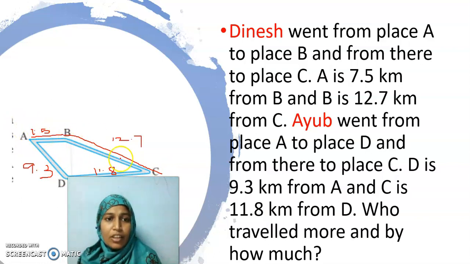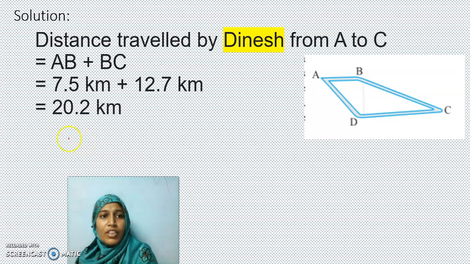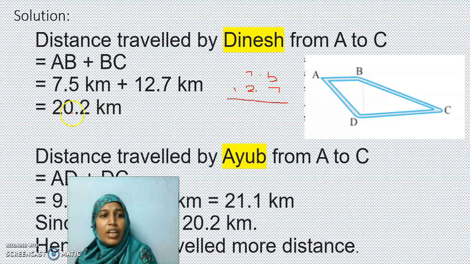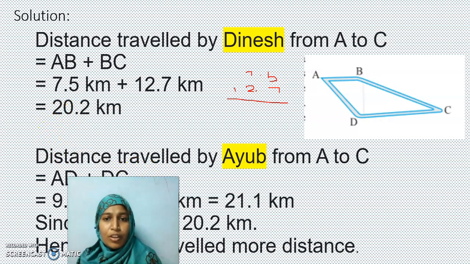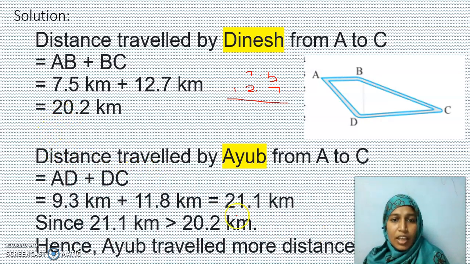You have to add the total kilometers they traveled. Then I have to compare it. So, first thing is you have to add 7.5 and 12.7. You have to add it in rough column and write the answer, my dear children, and you will get 20.2. Similarly, the distance traveled by Ayub from A to C is 21.1. Have this addition, 9.3 and 11.8, in your rough column. These are all like decimals, therefore you will not have much confusion in it.